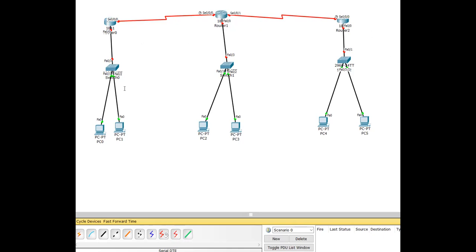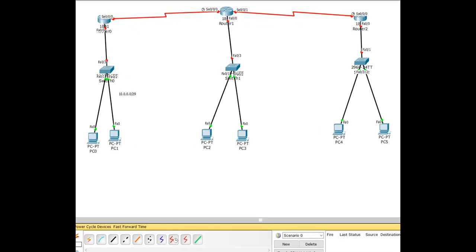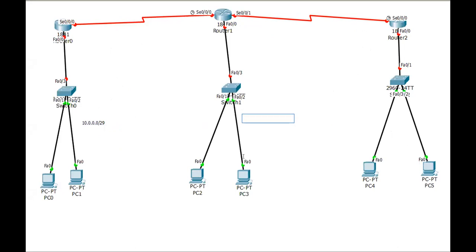So I'm using my IP addresses here. Here I'm using A class. Here I'm using B class, 172.16.0.0/29. Here I'm using C class, 192.168.1.0/29. Here again I'm using A class. For B, we can use 150.0.0.0/30. And here I'm using 160.0.0.0/30.